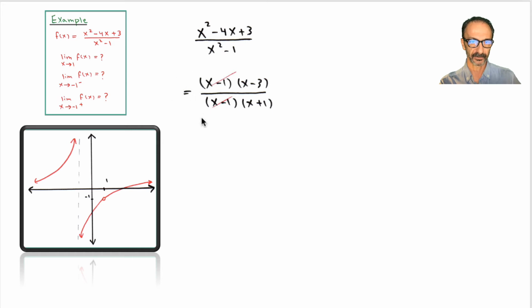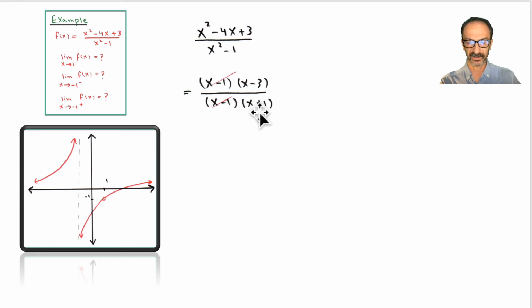But notice what happens here. There is a few things happening. First of all, this cancels. Also, we have zeros for the denominator. This gives me x equals 1 as a 0 for the denominator. This gives me x equals negative 1. Those are zeros for the denominator. This 0 got cancelled by this. That's when x equals 1. When x equals 1, this behavior, it's a hole in the graph.